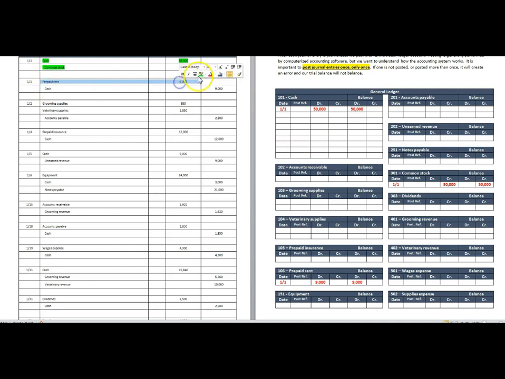All right, so we've recorded it. We'll mark it as recorded. We'll go down to cash. Cash will be credited for 9,000. So now we can actually see the interaction of the trial balance. So cash in this case is credited for 9,000.